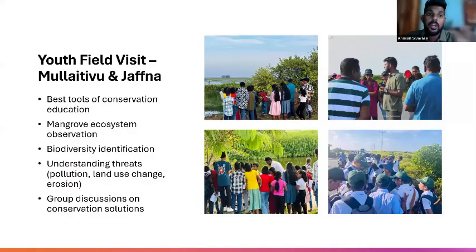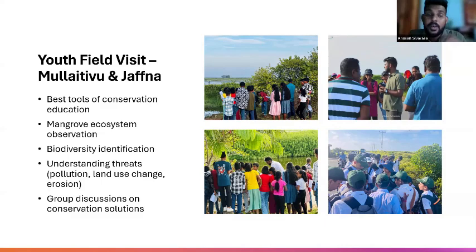We also focus on field visits for school students and young people, because classroom study is not enough to understand the ecosystem. Field visits are the best tools for conservation education. In these field visits, we help students identify species and the ecological functions of the species. At the same time, we identify the threats we can observe at the site. During our field visits, we can observe plastic waste, development activities in the mangrove ecosystem, and erosion. From these observations, we give young people a chance to suggest solutions to mitigate this kind of environmental degradation.